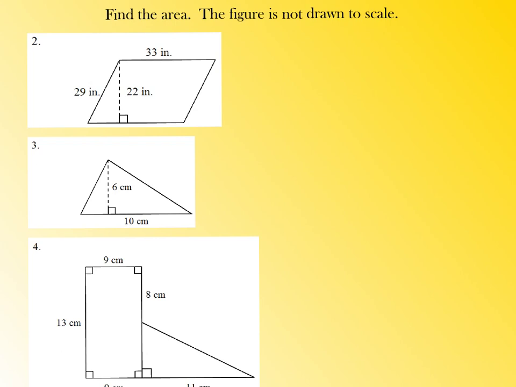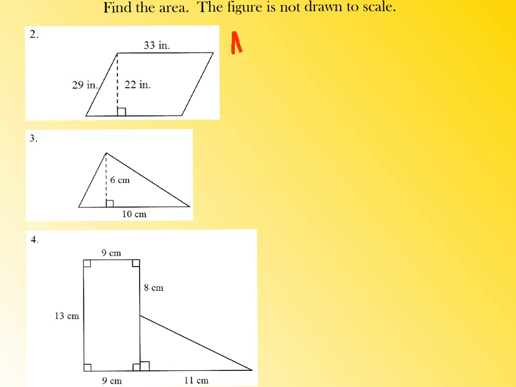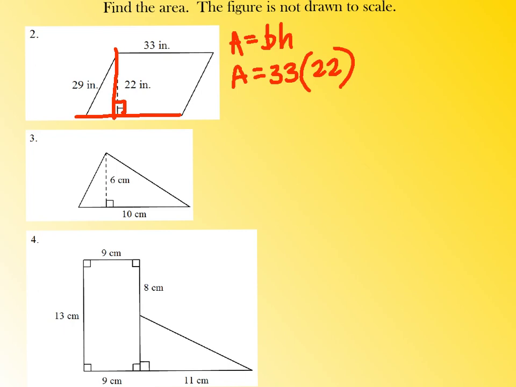Alright, number 2, 3, and 4 is find the area. It tells us the figure is not drawn to scale. So for number 2, we have a parallelogram, and our area is simply base times height. Well, the height that's given is this height right here, and we can see it's perpendicular to this base. So that's the two I'm using. The base on the bottom is 33, just like the base on top, and the height is 22. If you need to, go ahead and just outline it like I did, and it might make it easier for you to realize what two you're using. When you do that math, your area is 726 inches squared. So there's our answer.